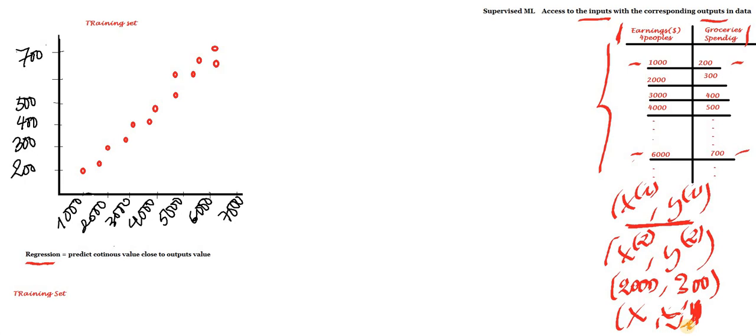So here we plot our data, and the goal here, we want to do regression. Basically, with regression, we want to predict a continuous value that is close to the output value. For example, if a person earns $2,500, we want to predict the grocery spending as a continuous value that is close to our actual value. But right now, we've got nothing to rely on to predict the actual value. If we guess, we predict wrongly.